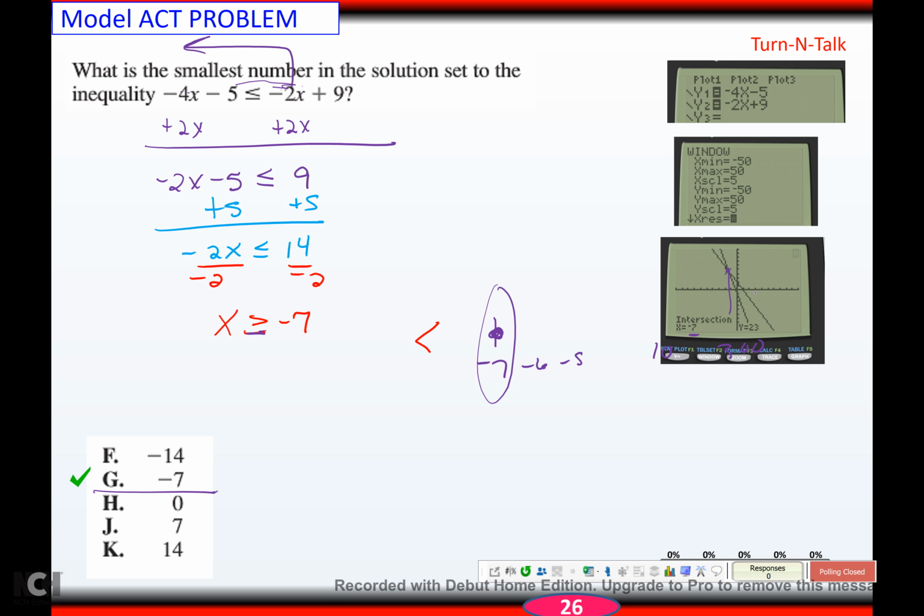So, like I said, I'm not saying you can't do it on the calculator. I'm just saying by the time you type it in, find a window where you can see everything, and then you have to figure out which way the inequality goes from the original statement, it was faster just to do it by hand.